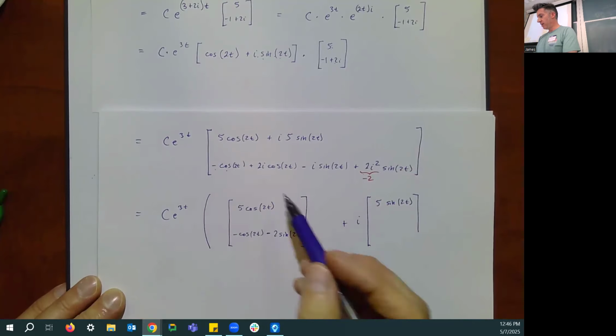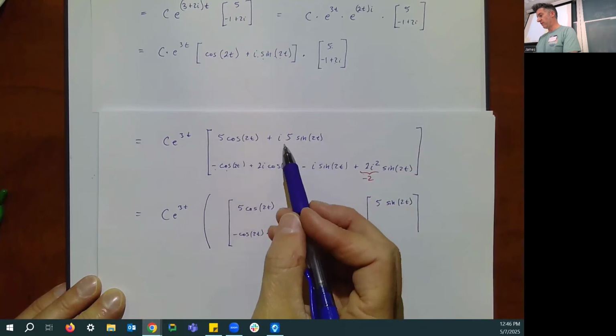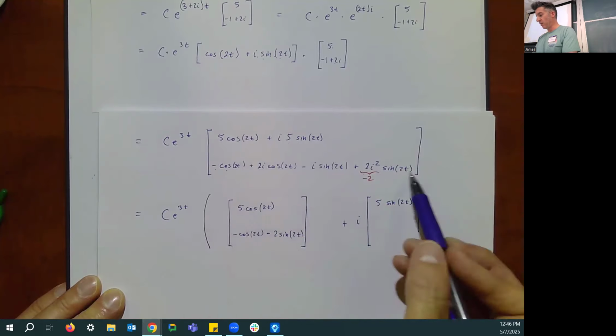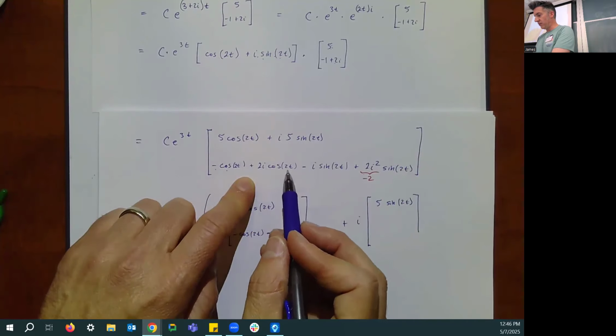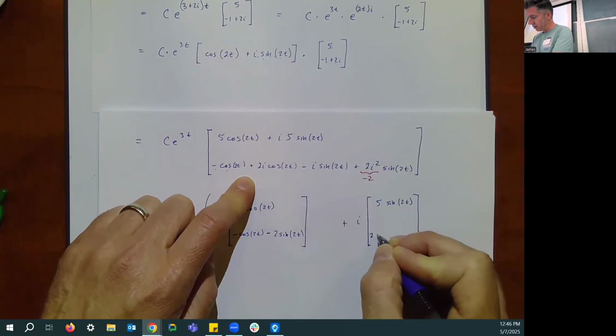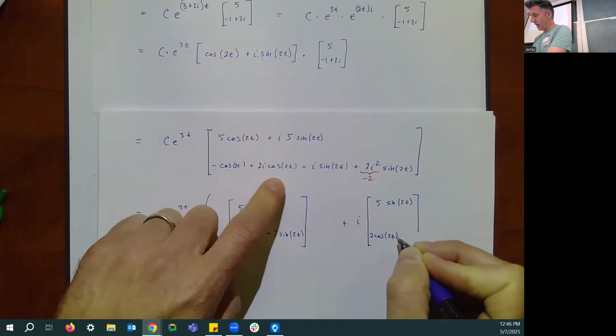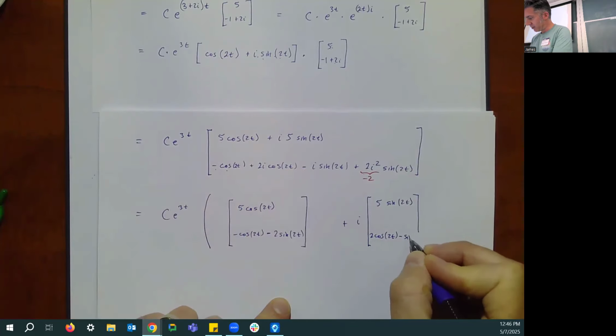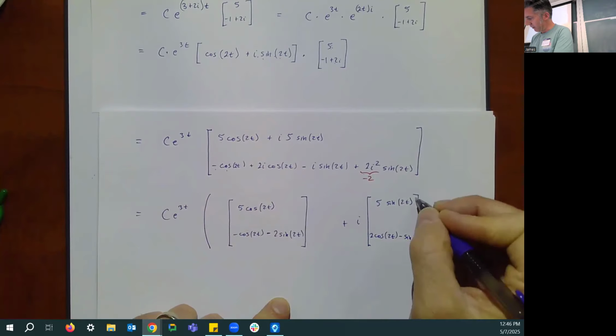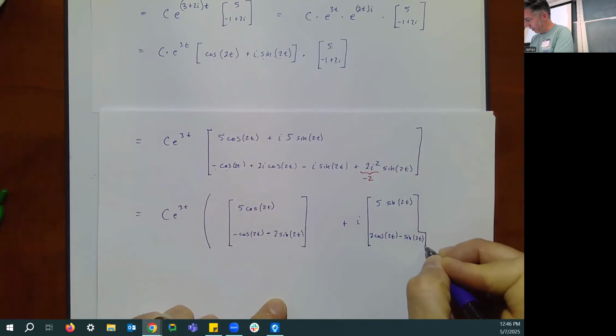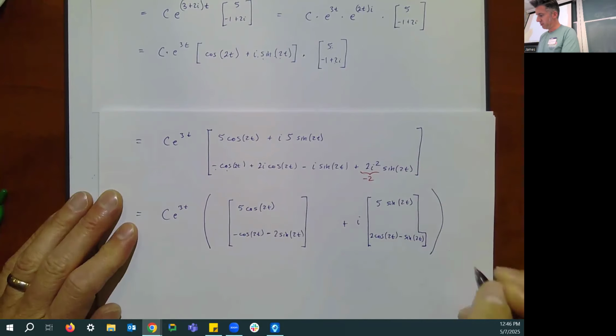Plus, again, the imaginary part in the first component is 5 times sine of 2t. In the second component, it's 2 times cosine of 2t, factoring out the i, and minus i times sine of 2t. And it didn't quite fit. Sorry about that. That's a weird looking vector. I know. Sorry. It's terrible.